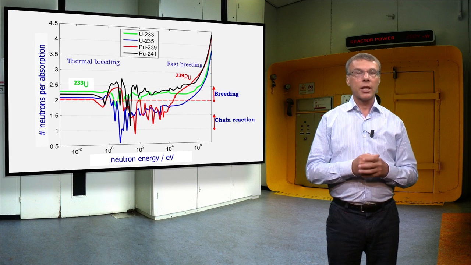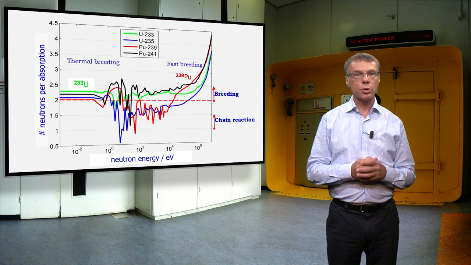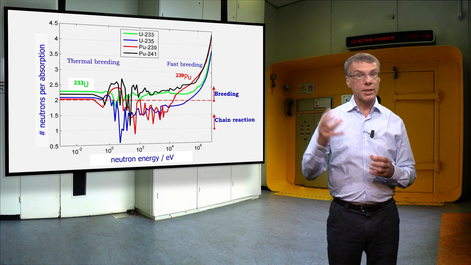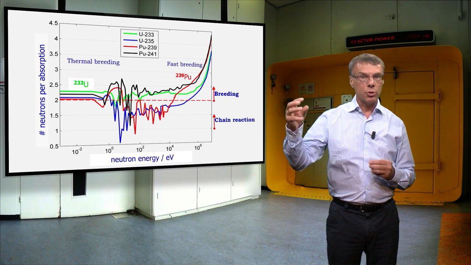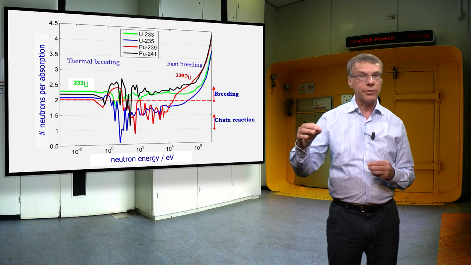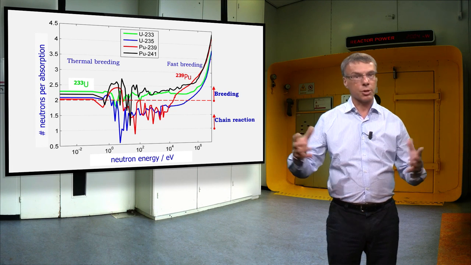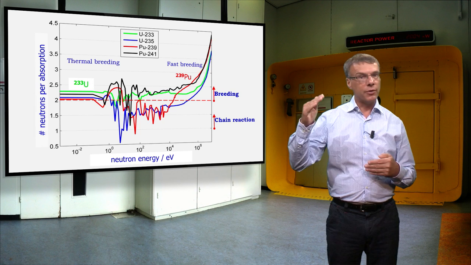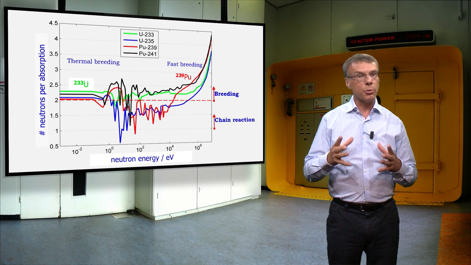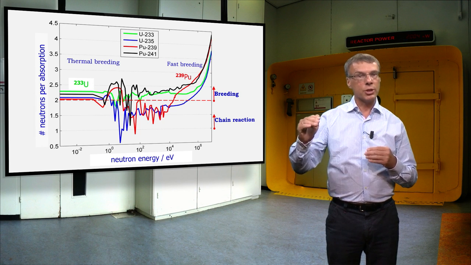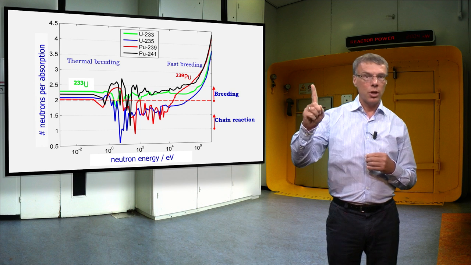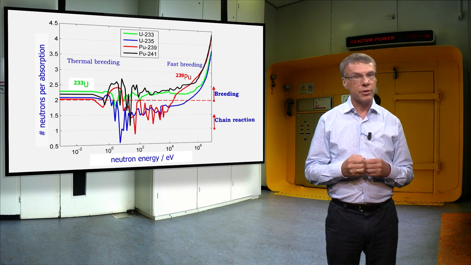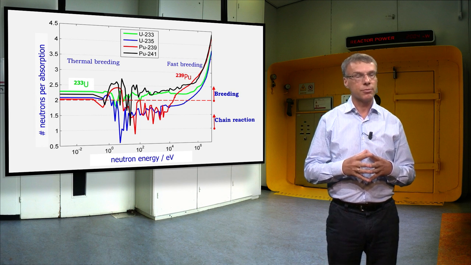This figure gives the number of neutrons per absorption in a fuel nuclide. It includes the effect that some neutron absorptions do not lead to fission, but to neutron capture. For a stationary fission chain reaction, the value of the number of neutrons per absorption should be larger than unity, because at least 1 new neutron is needed for a fission event in the next generation.